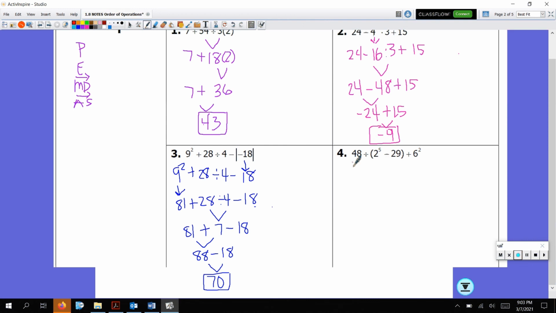All right, make sure you're copying these problems down before I start. If you need to pause, if I'm going too fast, then do so if you're not able to keep up.